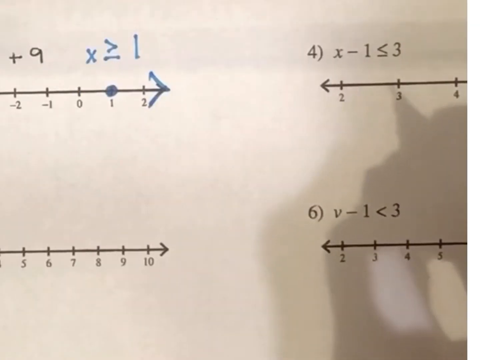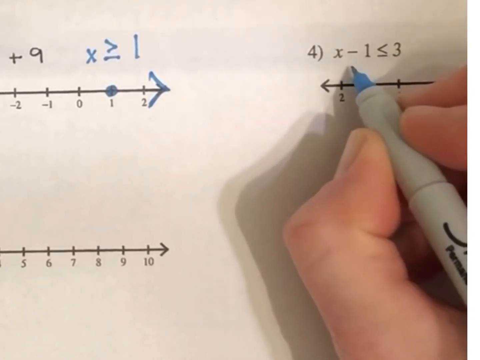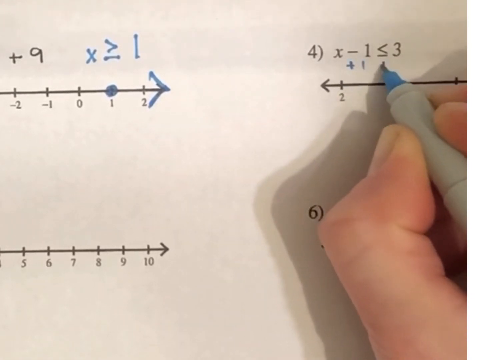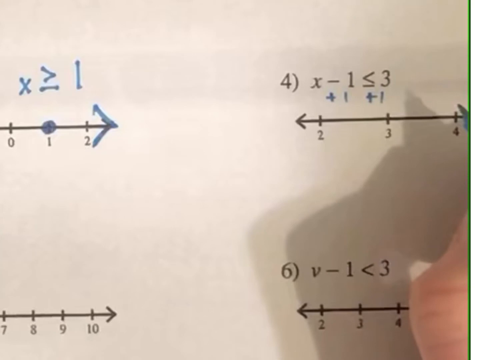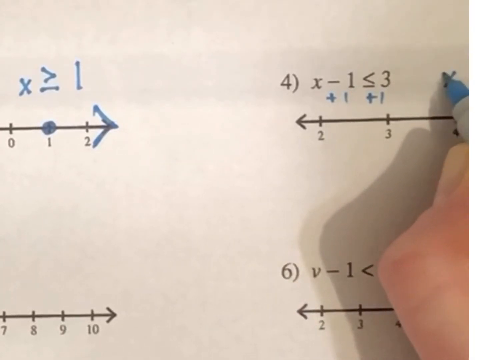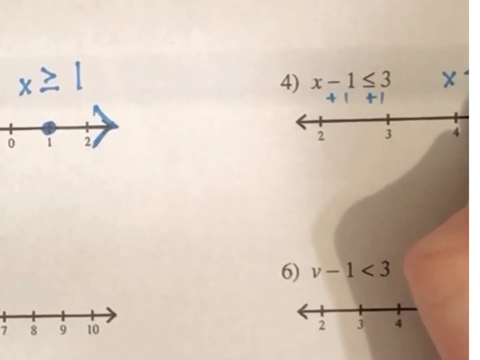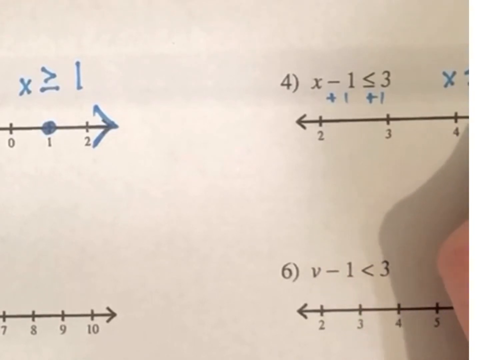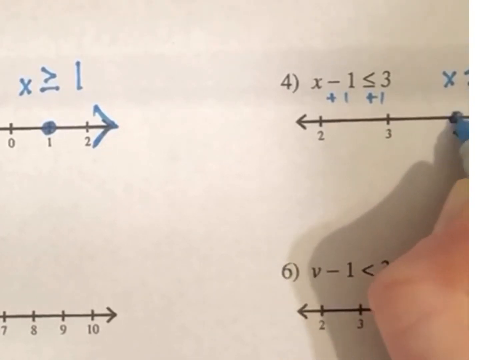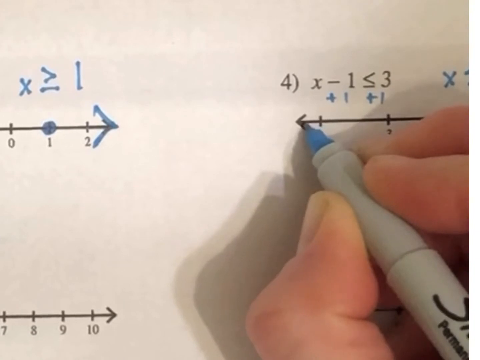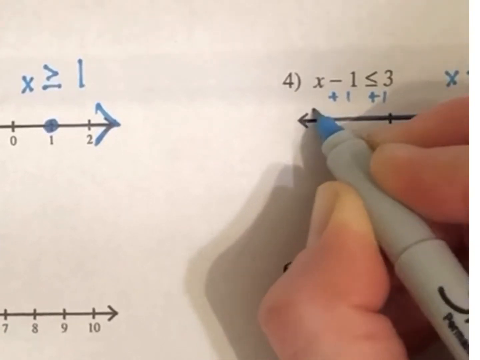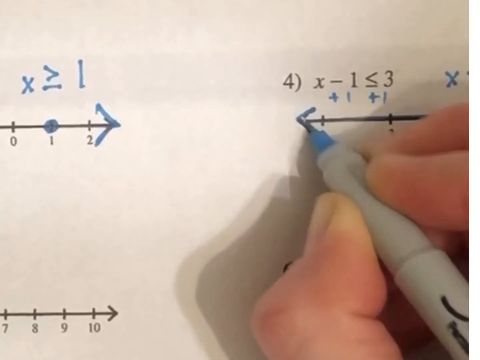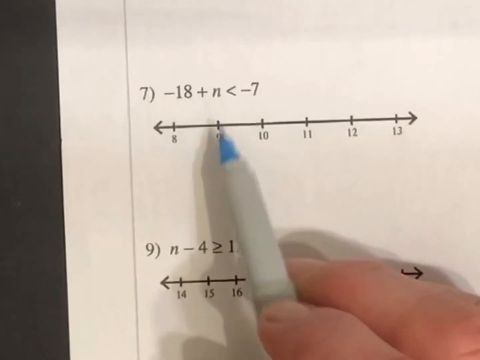Notice number 4 isn't completely on the screen. I feel like you get this enough that you can handle it. So we've got a negative 1 with the x, so we add 1 to both sides, and that gives us x is less than or equal to 4. And you can go ahead and graph that. Since it could be equal to, you do fill in the number with a whole dot.